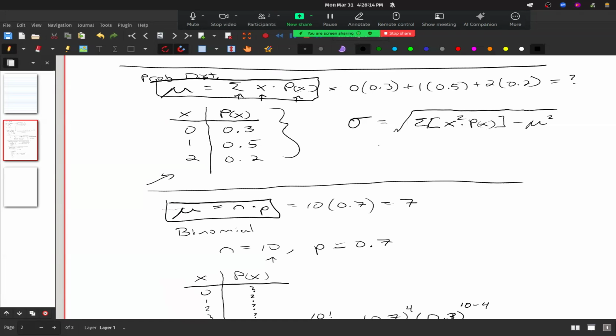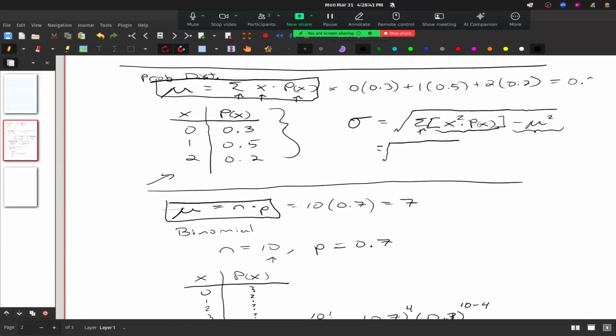So for example, on this one, the way it would look is you have your square root, and I bracketed this x squared times px in parentheses, because that's the only thing you're adding up. So you're only going to subtract the mean squared one time. I should maybe get the mean first. In this case, it's going to be 0.5 plus 0.4.